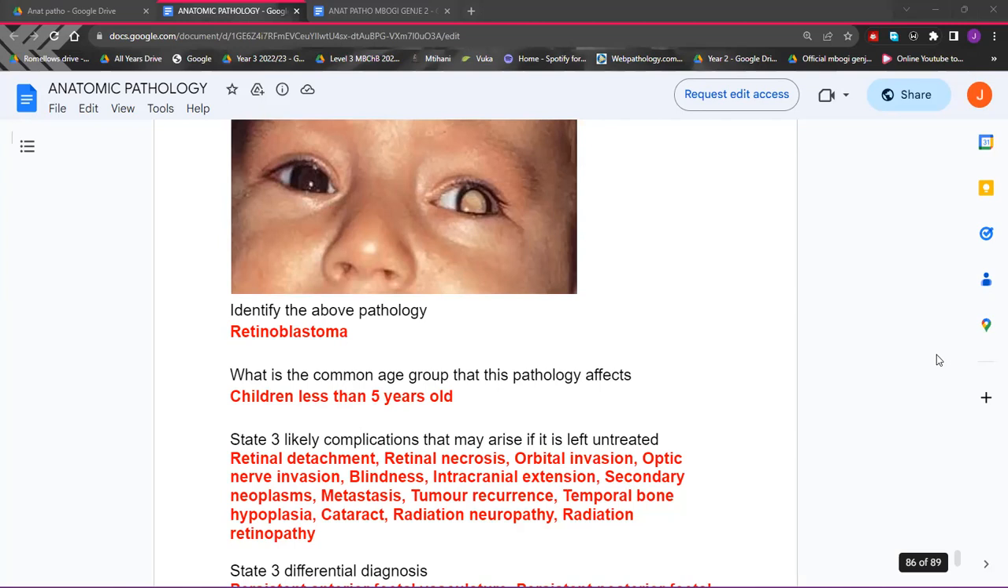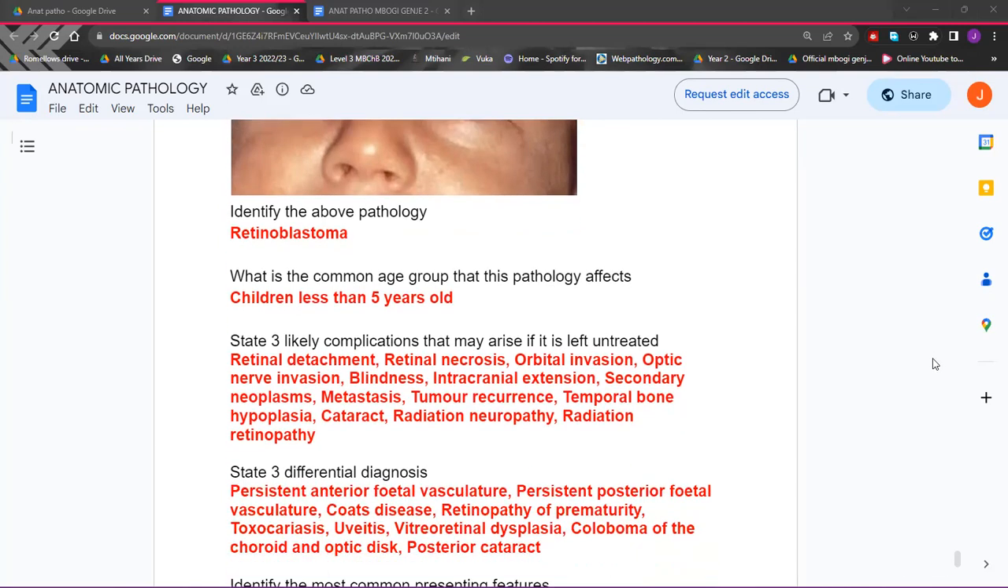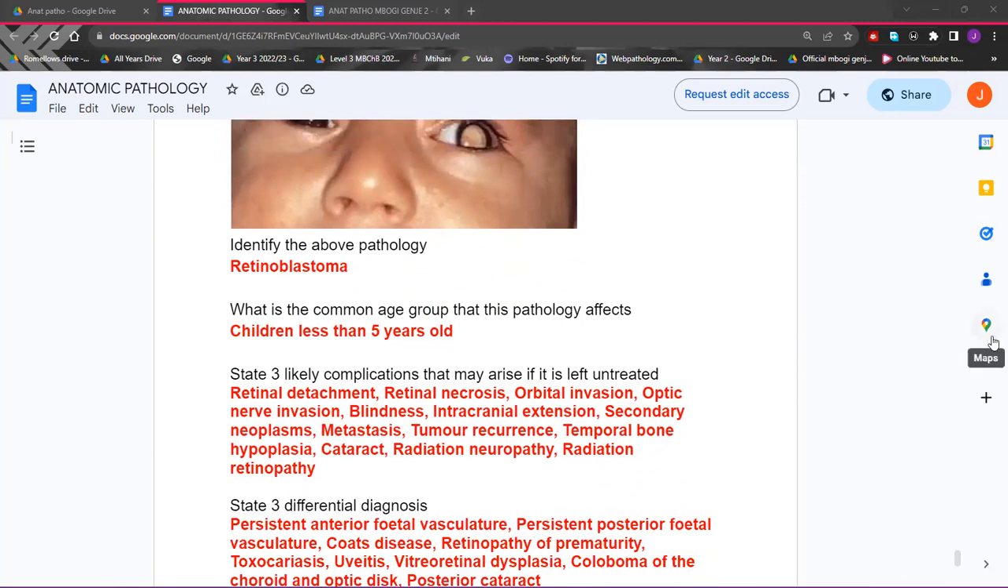Yeah, so some of them include persistent anterior fetal vasculature, persistent posterior fetal vasculature, Coats disease, retinopathy of prematurity, toxocariasis, uveitis, vitreoretinal dysplasia, coloboma of the choroid and optic disc, and posterior cataracts. So those are some of the differential diagnoses. Maybe you can take two or three and be confident with those. Pick the easiest ones.